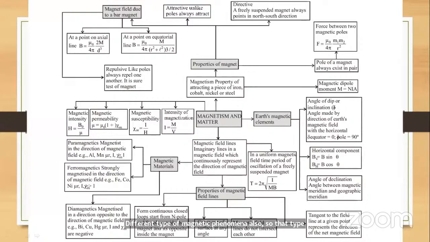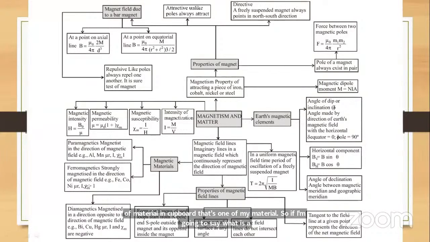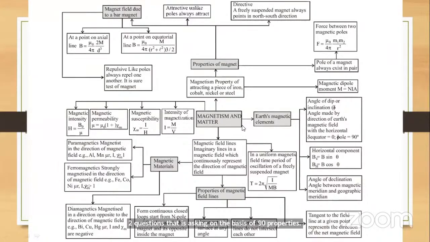If I say wood is diamagnetic or paramagnetic, obviously wood is non-magnetic. It doesn't show magnetic property. Iron shows ferromagnetic property; it has the ability to be attracted by a magnetic field. In competitive exams like NEET, JEE, and CET, you can observe that in CET there will be 1 or 2 questions on the basis of magnetic properties. Every year they ask 1 or 2 questions.